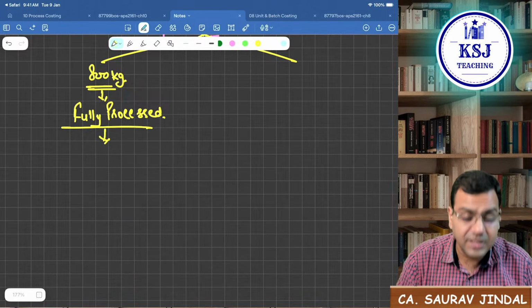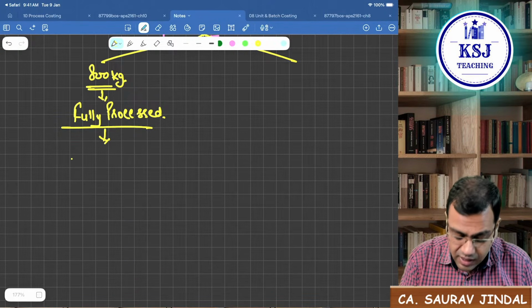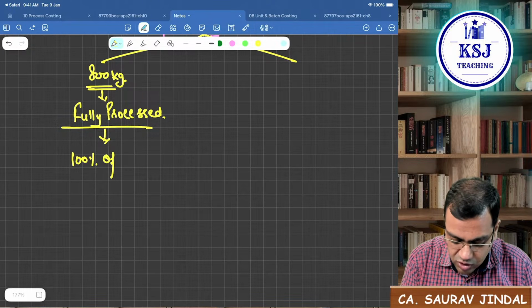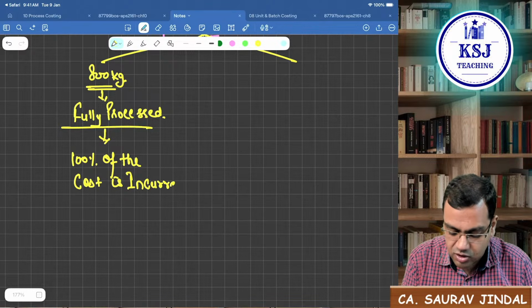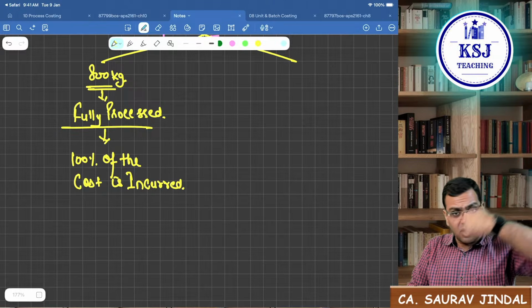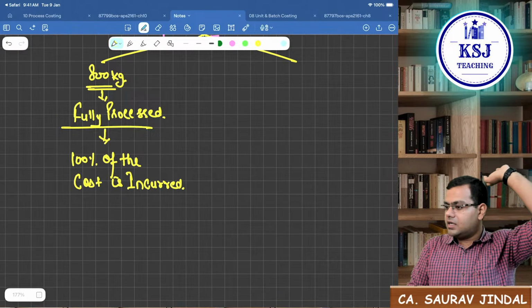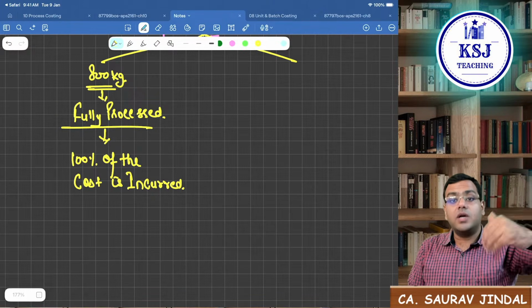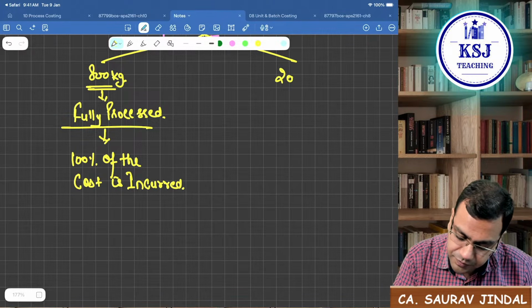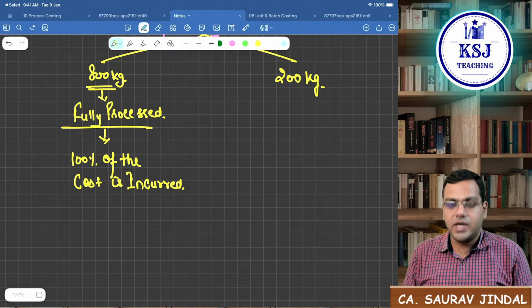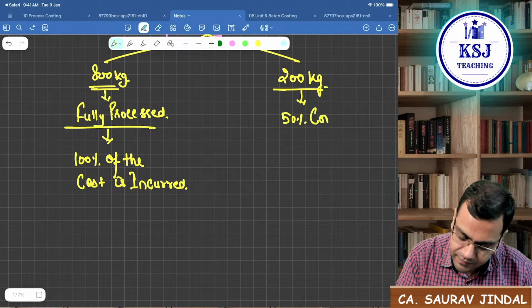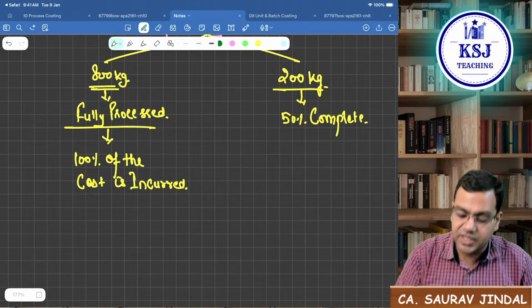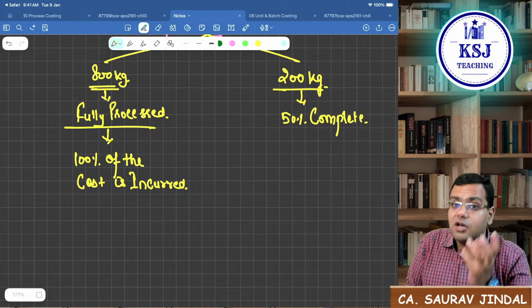So what does it mean? It means 100% of the cost is incurred. Material cost, labor cost, overhead cost, any cost which is to be incurred is incurred. Sir, what about the remaining 200 kg? For the remaining 200 kg, they say it is 50% complete. Now, what is the meaning of 50% complete here?